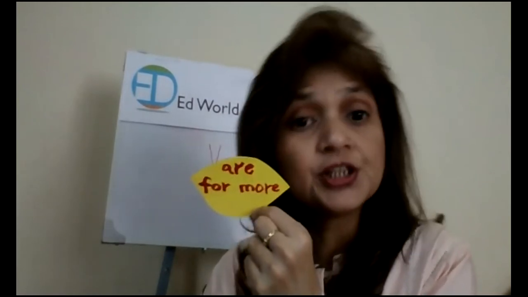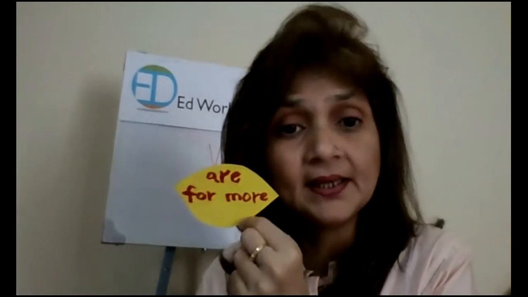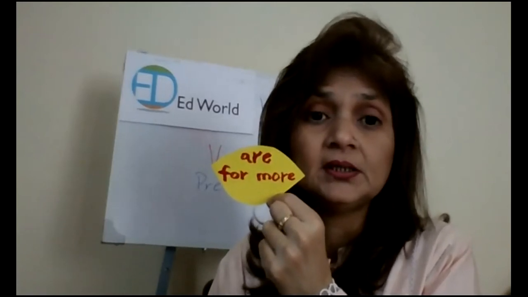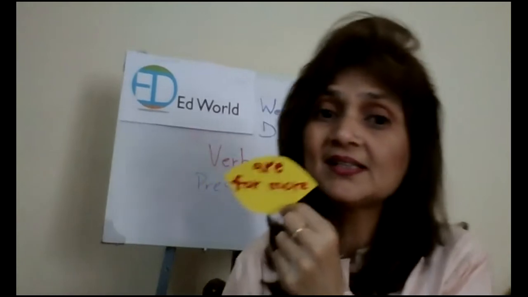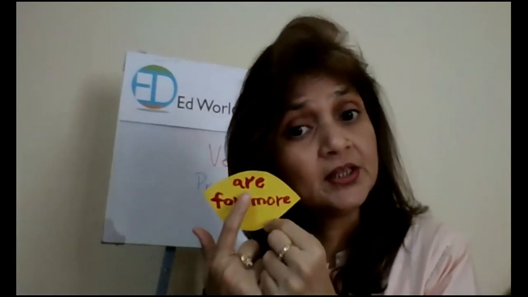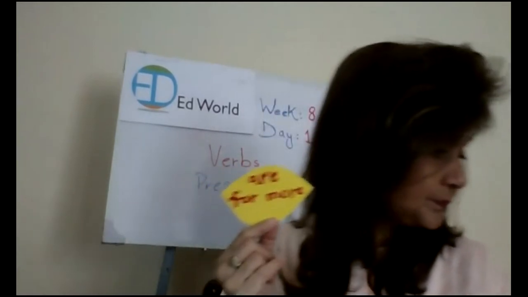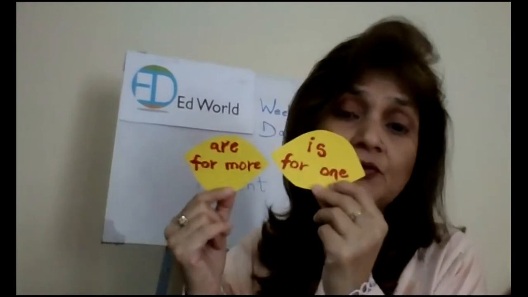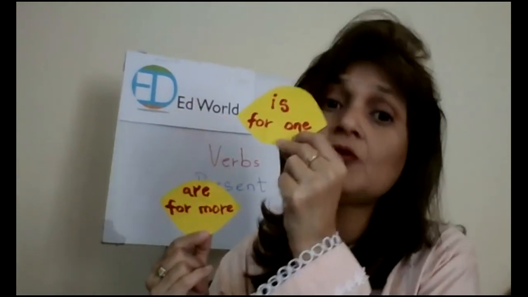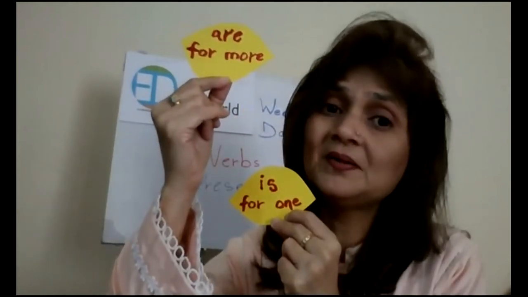Like they are shouting, children are playing, or children are reading. Girls are singing or girls are dancing. Boys are playing cricket. So when we are talking about more than one, two, three, four, it doesn't matter how many persons they are, we will be using the word "are". So "is" is for one, and "are" is for more than one.